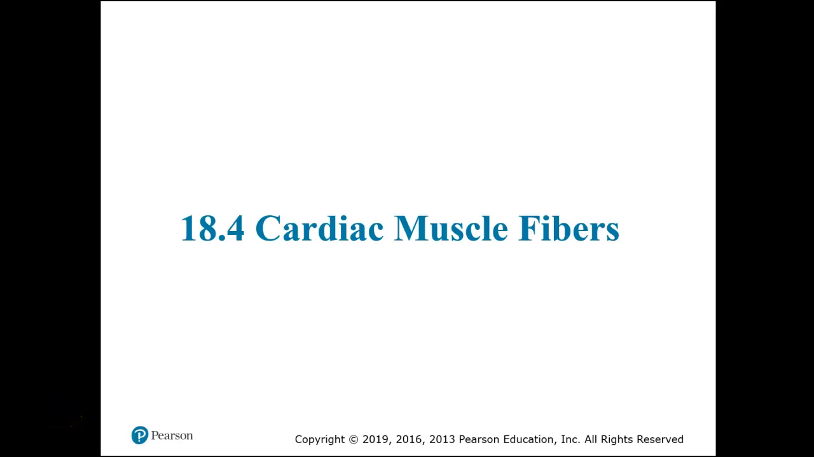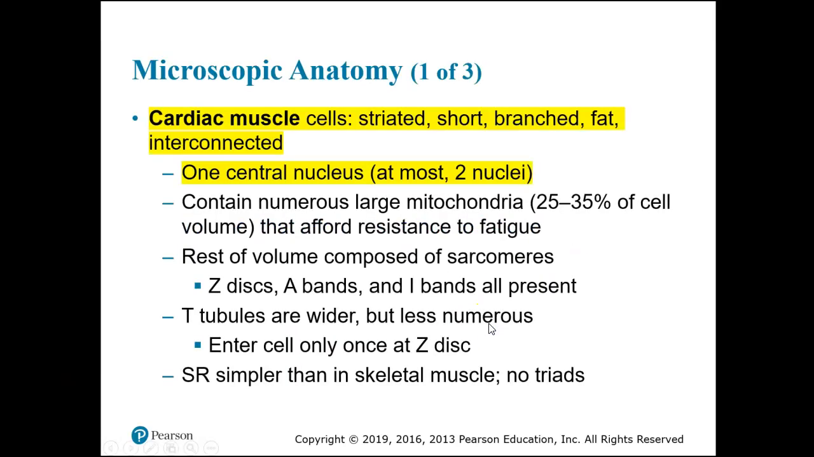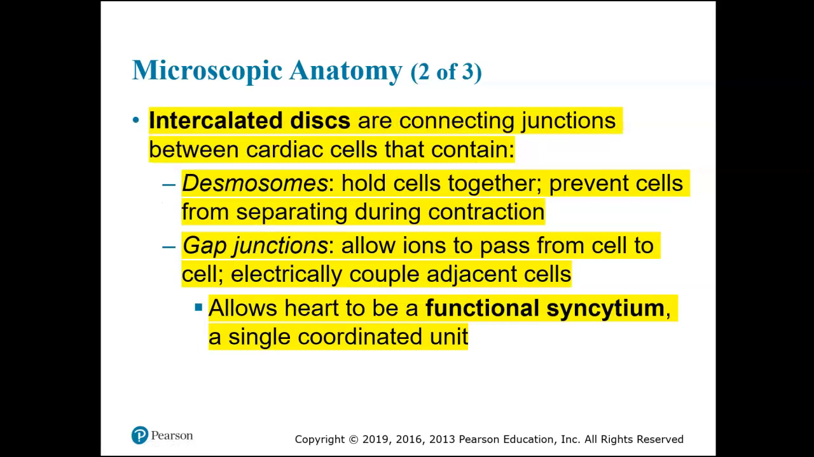This is section 18.4 on the cardiac muscle fibers or cardiac muscle cells. I'm not going to do a lot on this, but I do want you to know, in comparison to the skeletal muscle fibers or cells, cardiac muscle cells are striated, just like skeletal muscle, but instead of being elongated, they are short and branched. And they are interconnected by a structure called the intercalated disc. And instead of multiple nuclei, there's just one central nucleus in a cardiac muscle cell.